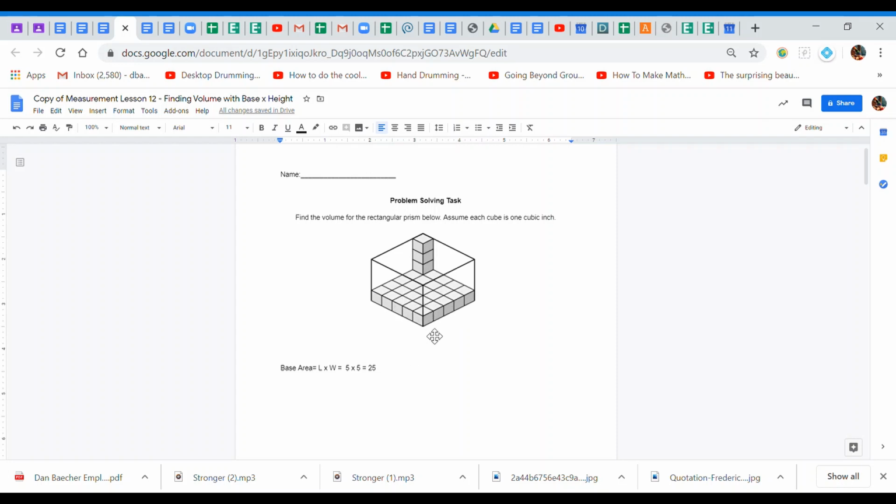The next question is, how tall is the shape? How many layers do we need? In this case, we can see this is our first layer, and there's 1, 2, 3 more layers on top of it. Doesn't mean we're going to times it by 3. There's 3 layers on top of the first layer, so total there are 4 layers. The height is 4. So total volume equals 25 times 4, which is 100. That's the total volume.